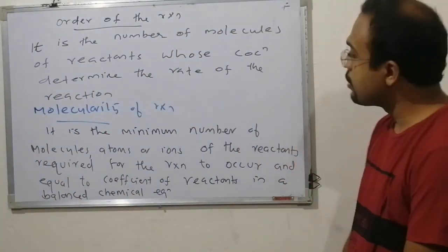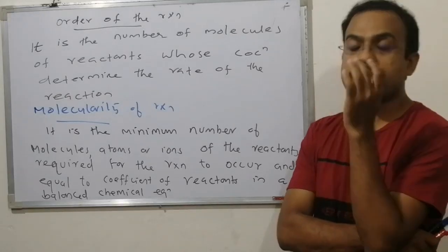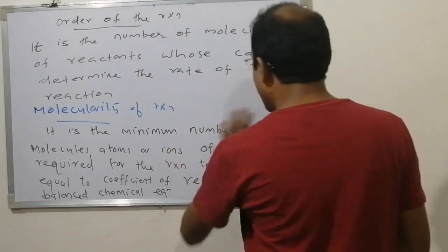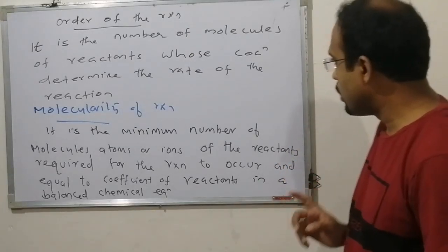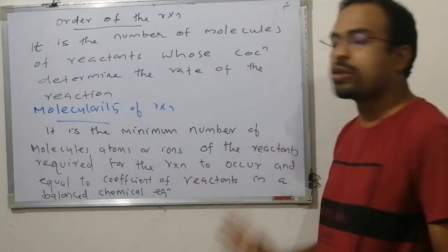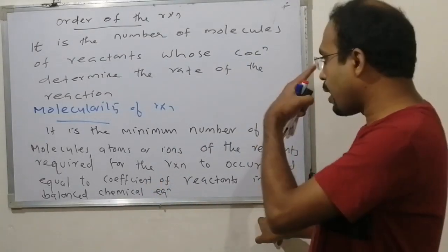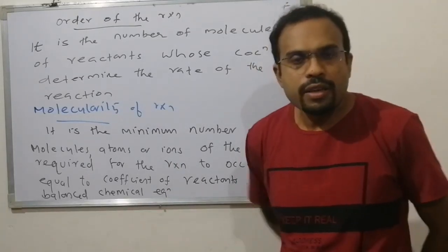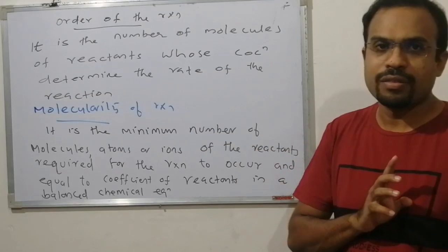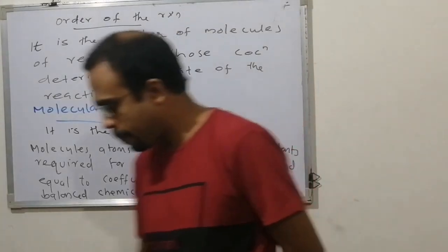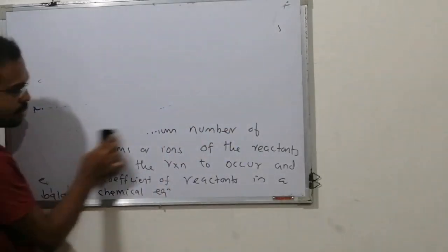Don't feel it is lengthy and boring. I have taken this definition because it includes all the aspects. It is a minimum number of molecules or atoms or ions of the reactants required for the reaction to occur and equal to the coefficient of reactants in a balanced chemical equation. Therefore, molecularity can be directly picked up from the coefficients of a balanced equation. But you cannot pick order from the coefficients. You may fail. Order cannot be done like that. But molecularity can be done.